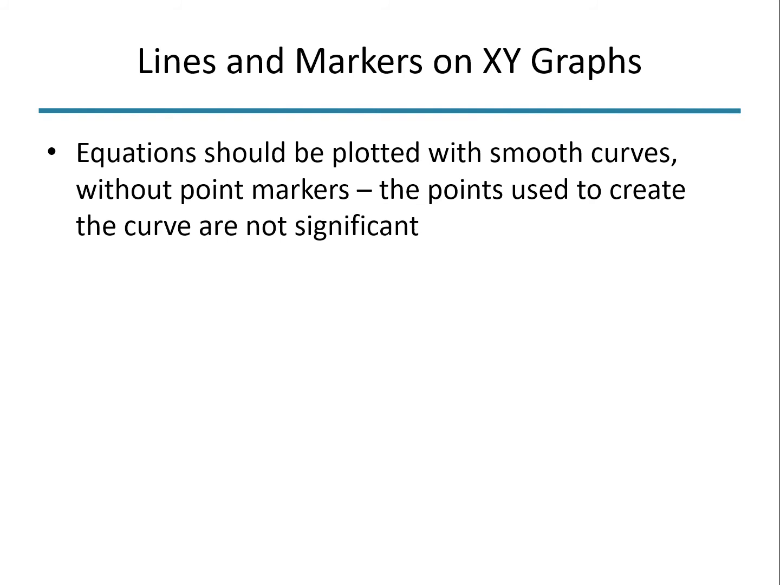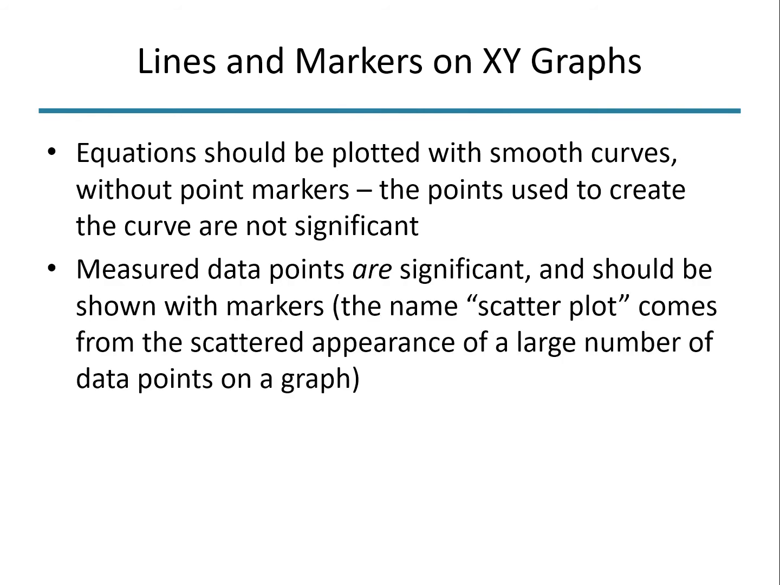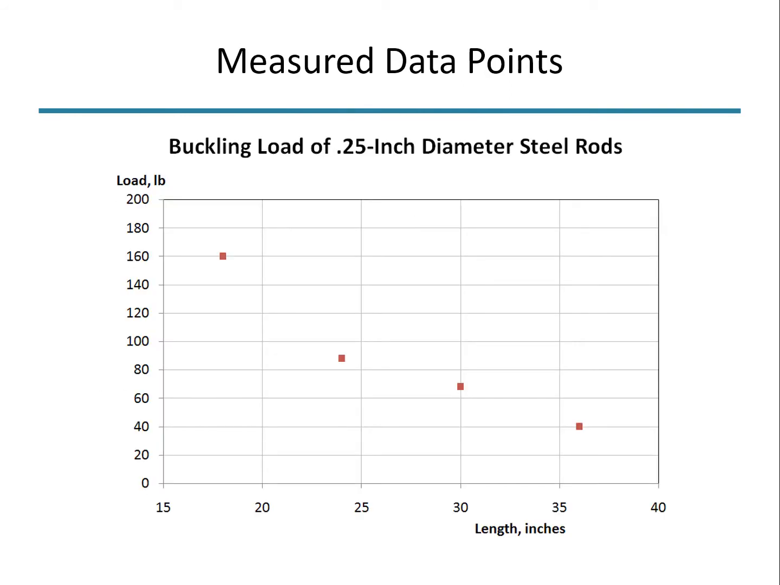Now, when you plot an equation or theoretical values on a graph, you should do it with smooth curves, because the points that you pick to make the curve are not significant. You don't show those point markers. On the other hand, if you're plotting measured data, then you do want to show those markers. So here's an example from Mechanics of Materials lab where we've done tests and we found these 4 data points. So again, the data points are important points, and so we do want to show those with markers.